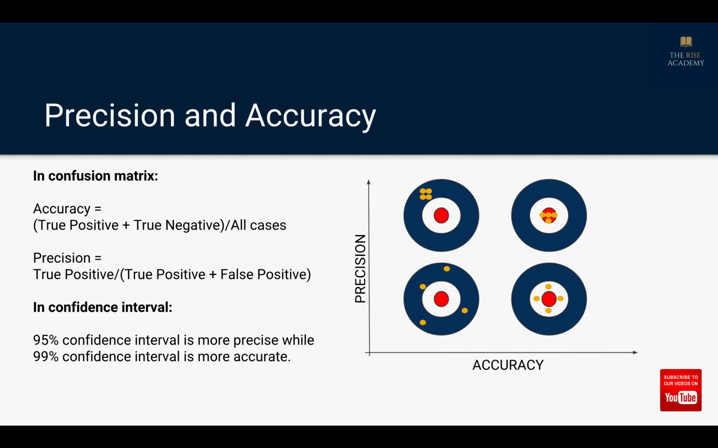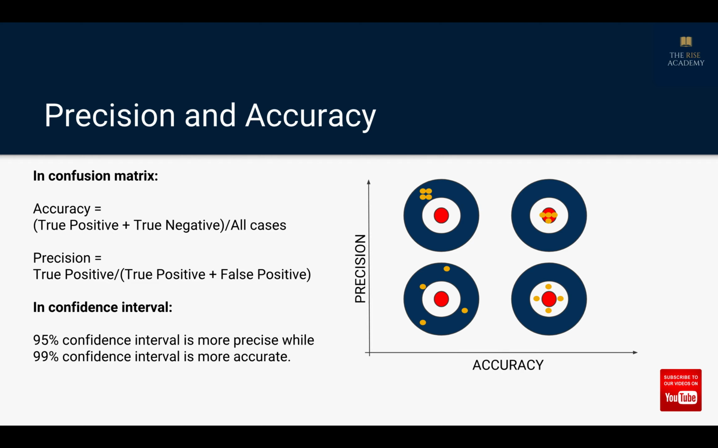And then if you are asked to explain that in confusion matrix, you can even go ahead and draw the confusion matrix on the whiteboard. I have another video for that. You can go and take a look at it. And then from there, you can define what is accuracy and what is precision.